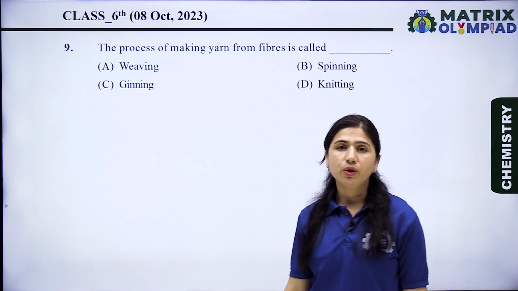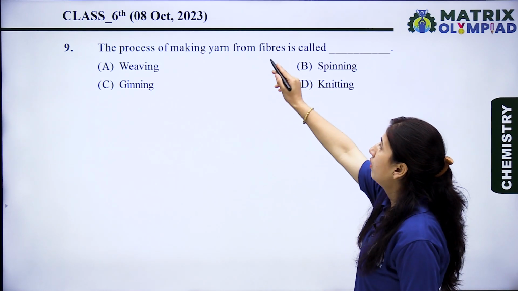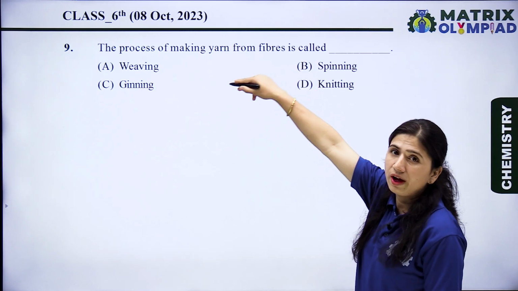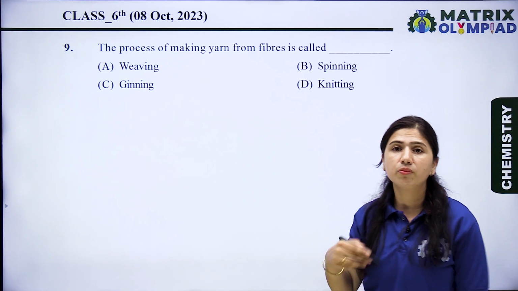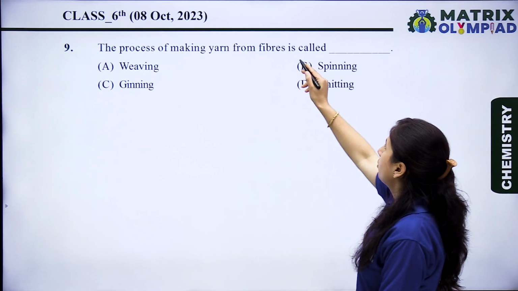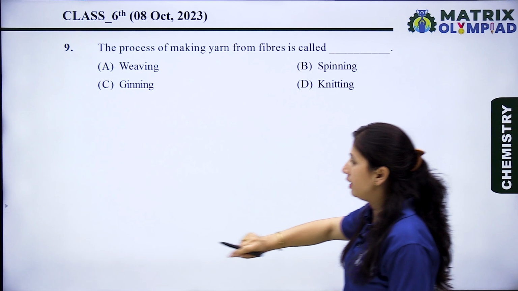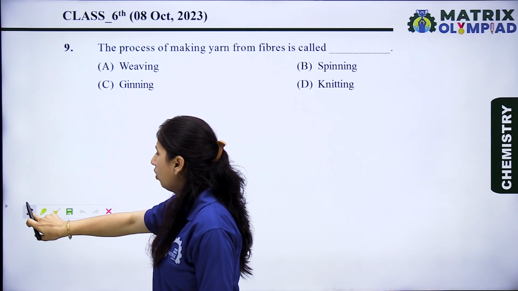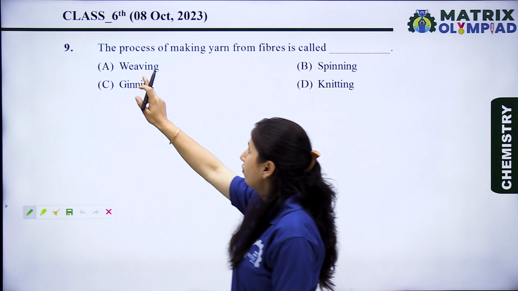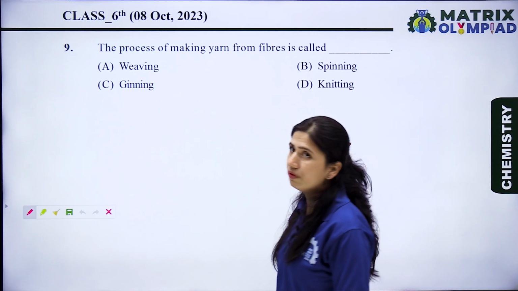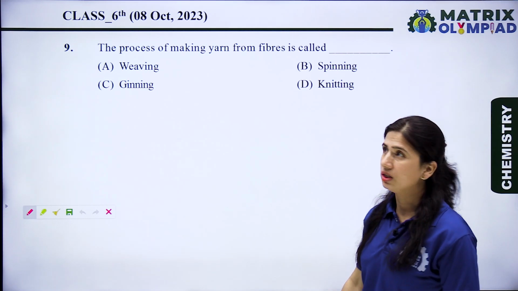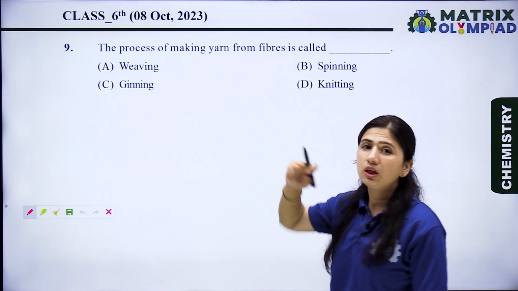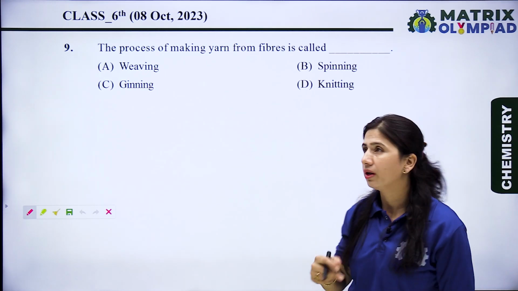Okay, now we know that the process of making yarn from fiber is known as spinning. Okay, so now we will discuss all the four options. First option is weaving. Weaving is the process in which yarn is converted into fabric.